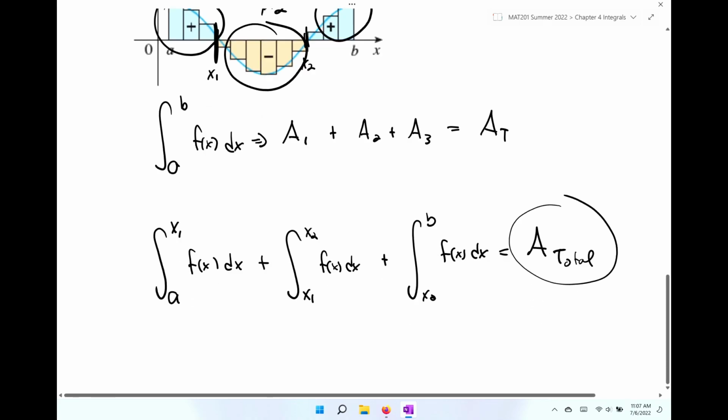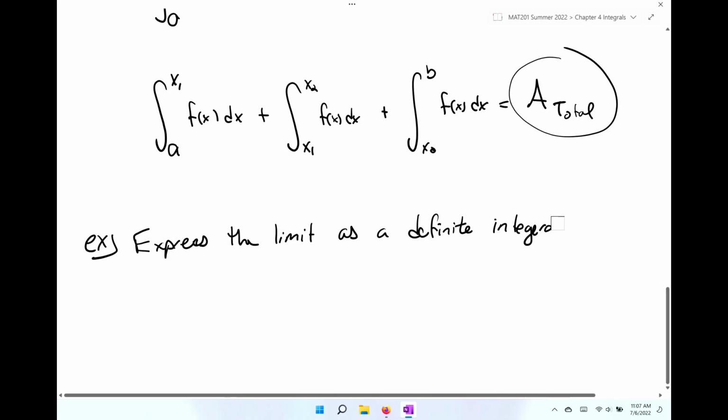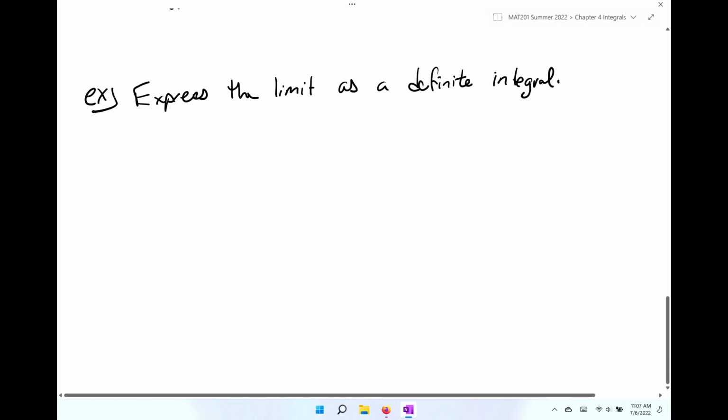All right, so now that we have an idea how this works, let's look at converting between the two notations themselves. So here's an example where all I want you to do is express the limit as a definite integral. And it is not difficult at all. It's going to look a little confusing at first, but once I show you how to do it, you'll be like, oh, that's so easy. I can't believe I didn't even see that.